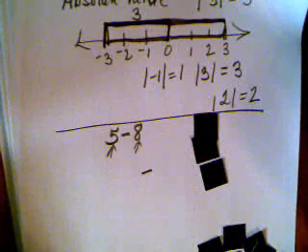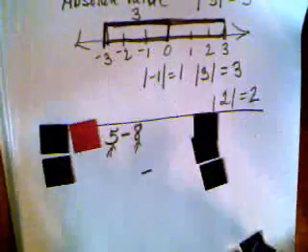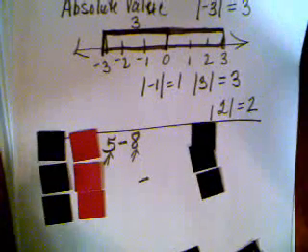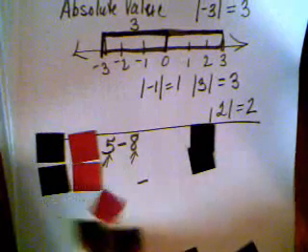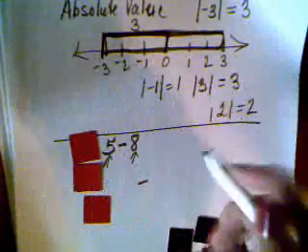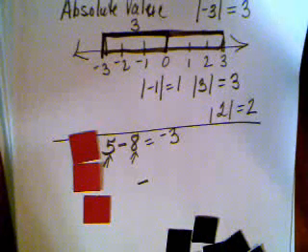So I have to go back and think about my 0 pairs. So if I have 3 black and I have 3 red, then I have the ability to take away the 3 black that I need to take away. And what I have left now is -3. And I had no rules. I was just making my 0 pairs.